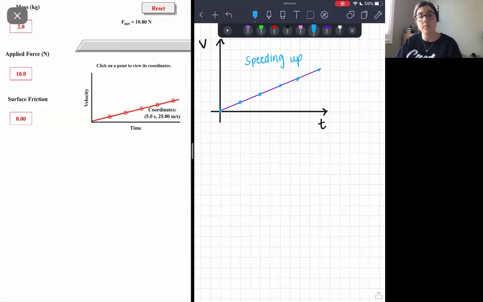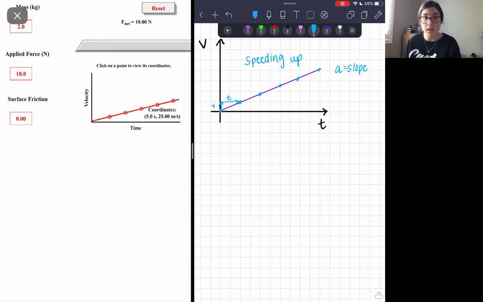Now, we also talked about how you could quantitate this information. You could describe it with a numerical value, and you can get those numbers from this graph. So the amount that my velocity is increasing for every second or every unit of time is my acceleration. So my acceleration can be found by finding the slope of this line. It's going to be the same as my rise over run, and my rise is how much my velocity is changing, and my run is how much my time is changing.